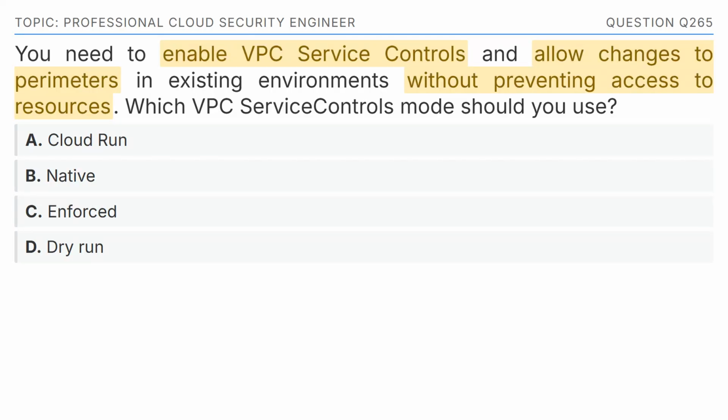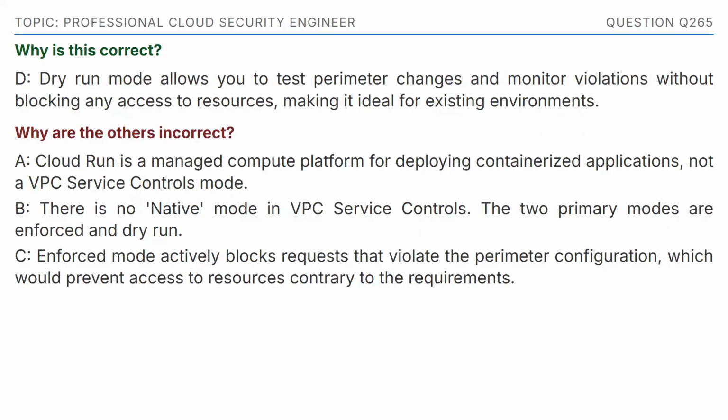To arrive at the correct answer, we focus on the keywords: enable VPC service controls, allow changes to perimeters, without preventing access to resources. The correct answer is option D, Dry Run. Why is this correct? D. Dry Run mode allows you to test perimeter changes and monitor violations without blocking any access to resources, making it ideal for existing environments.